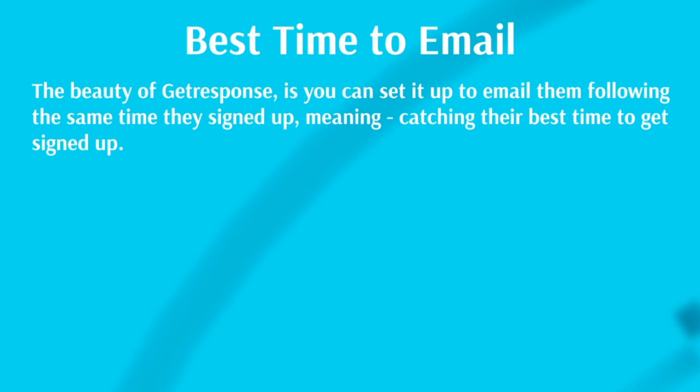Now, the beauty of GetResponse is that you can set it up to email them following the same time that they signed up, meaning you can catch them at the best time that they signed up. So let's say, for example, that one of your subscribers signed up on Wednesday at 3 p.m. What GetResponse will do is it'll actually detect that, and you could set that within your email autoresponder system and say, okay, email them every day at 3 p.m. or every week on Wednesday, 3 p.m.